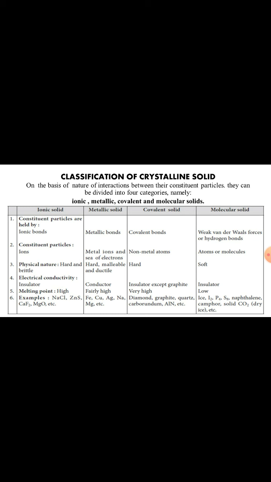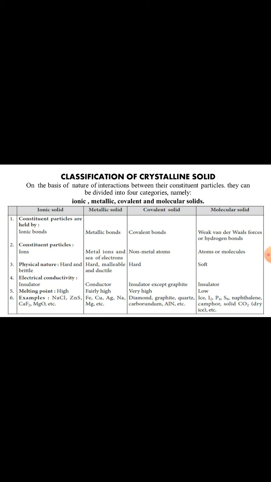Second, polar molecular solid. The bonding force is dipole-dipole interaction. The common examples of these are the molecules having a difference in electronegativity, that is HCl, SO2, urea, etc.